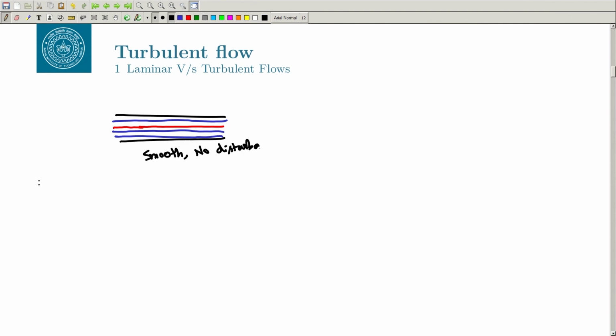Even if there are slight disturbances, they get damped out, okay, and he called these kinds of flows laminar flows. Okay. Remember, this happened when he did not open the valve fully, right. So, the flow speed was quite low. Then what he did, he basically increased the speed, right.